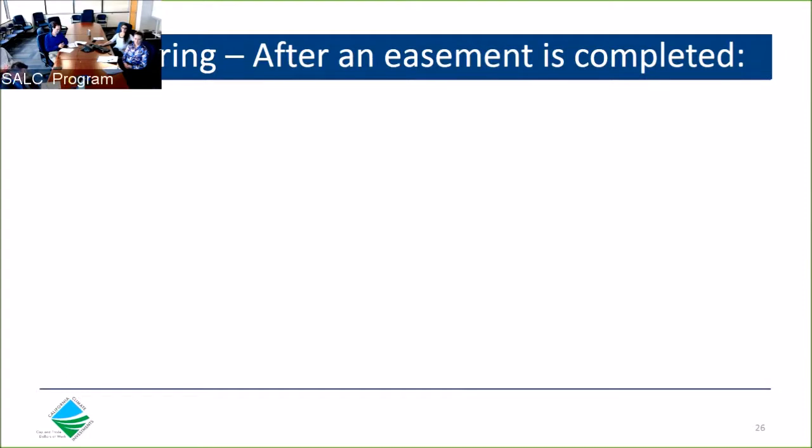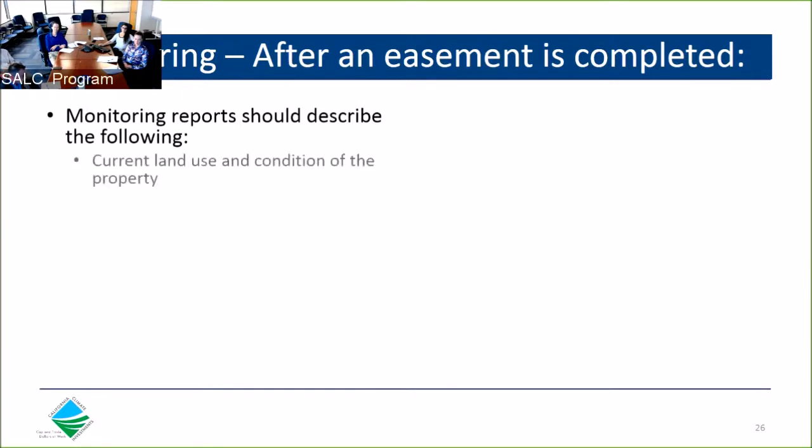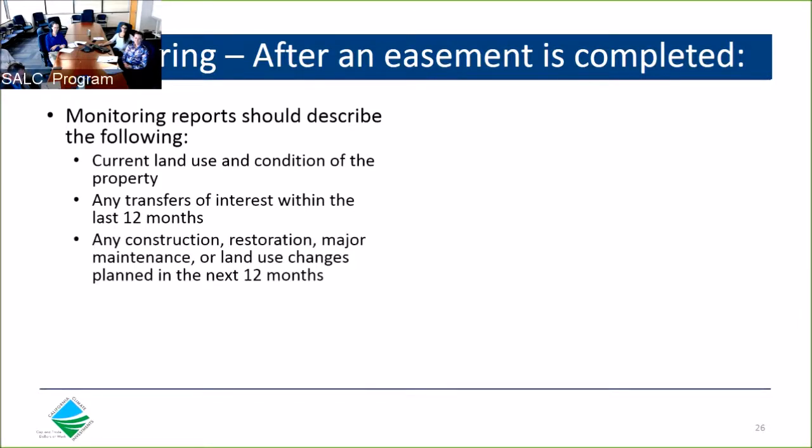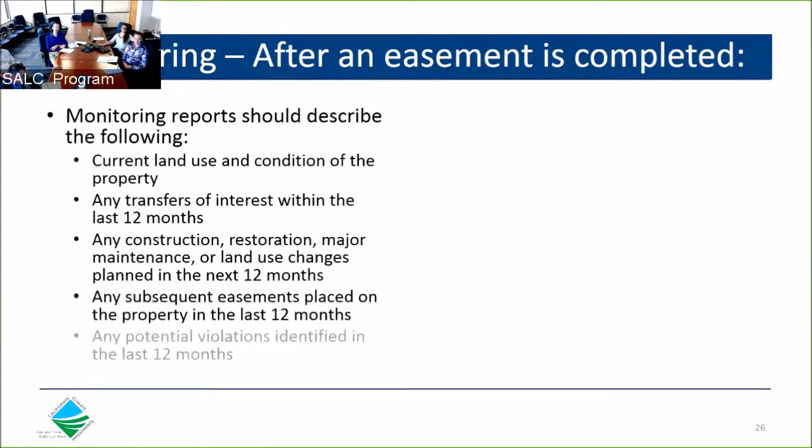So once the easement is closed, annual monitoring of the easement property by the easement holder will be necessary to ensure compliance with the terms of the easement. The annual monitoring report should describe the following items: current land use, any transfer of interest within the last 12 months, any construction or restoration or plans to change the land use in the next year, any subsequent easements placed on the property, and any potential easement violations.